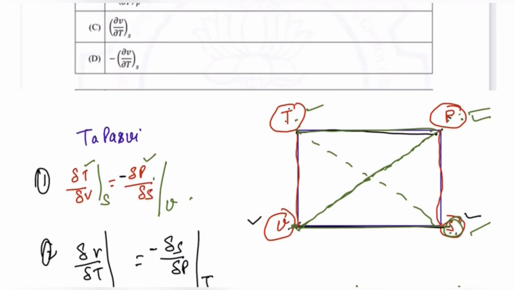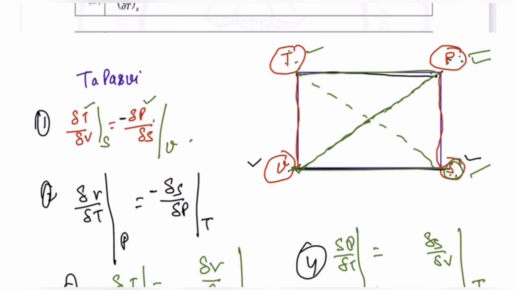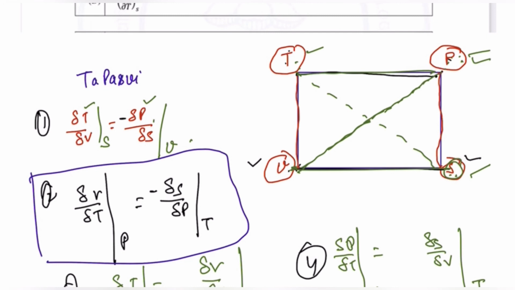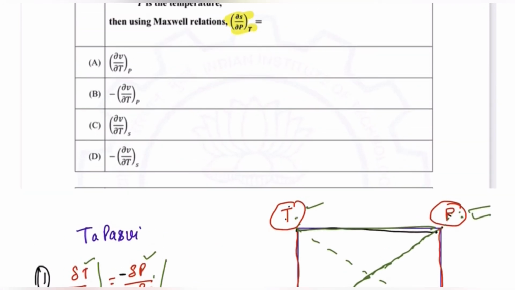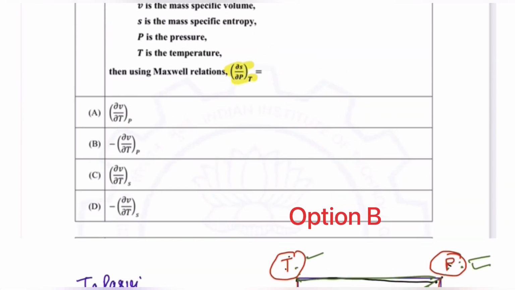Now what our question says is, I have to find ∂S/∂P at constant T. This question is asking for this equation, and this is equal to ∂V/∂T at constant P with a negative sign. So from the given options, B is the correct answer.